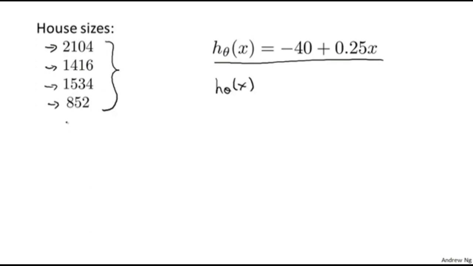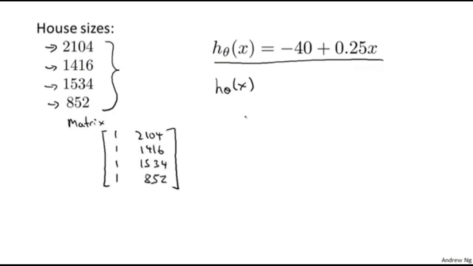So here's how I'm going to do it. I'm going to construct a matrix as follows. My matrix is going to be 1, 1, 1, 1, next to the sizes of my 4 houses here. And I'm going to construct a vector as well. My vector is going to be this vector of 2 elements, minus 40 and 0.25. These are the 2 coefficients, theta 0 and theta 1. And what I'm going to do is take this matrix and that vector and multiply them together. That times is the multiplication symbol.